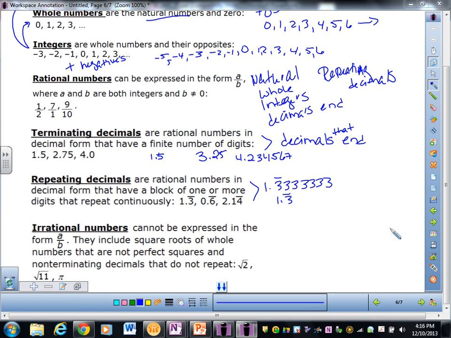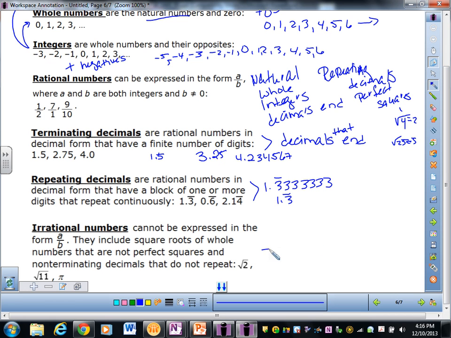And then you've got your irrational numbers, which, oh, sorry, up here, also your perfect squares. Perfect squares are also rational. Like we talked about earlier, your perfect squares, like the square root of 4 is 2. The square root of 25 is 5. All of your perfect squares are rational numbers.